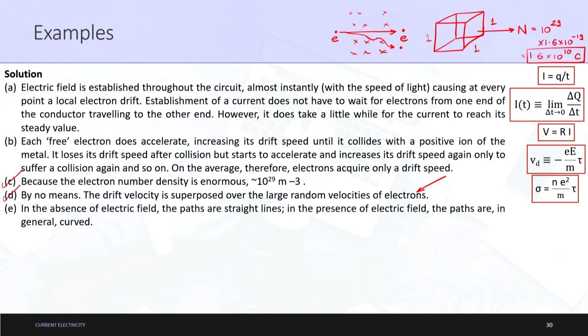So this is being explained, and hence we can say that in the absence of an electric field, the complete movement or paths are straight lines, but in the presence of an electric field, these paths can be curved lines. So I can just iterate the line here: in the absence of the electric field, the paths are straight lines, but in the presence of an electric field, the paths are in general curved. This is the only explanation here. Okay, so that is the end of the second example.